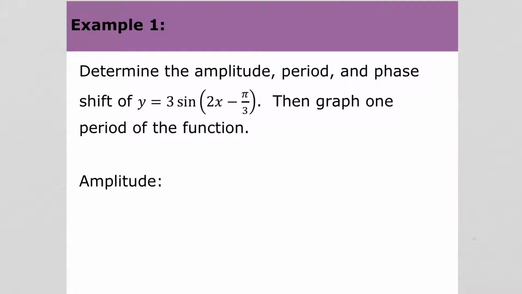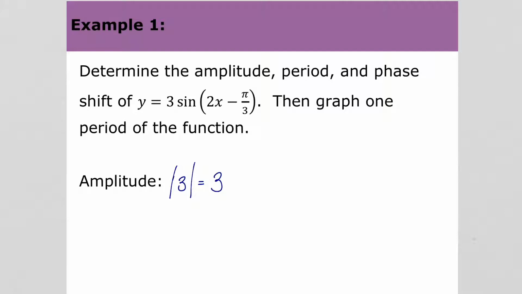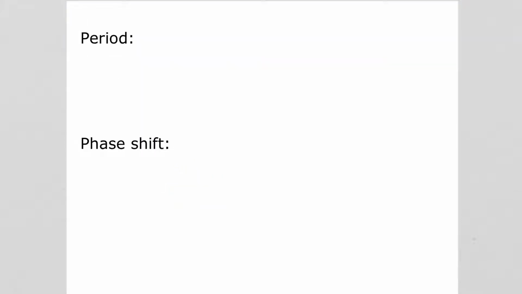So let's look at an example. The amplitude is the absolute value of the number in front, 3. The period is 2 pi over B, and B is 2. So 2 pi over B is 2 pi over 2, or pi.